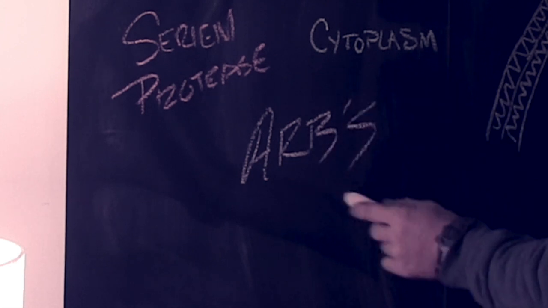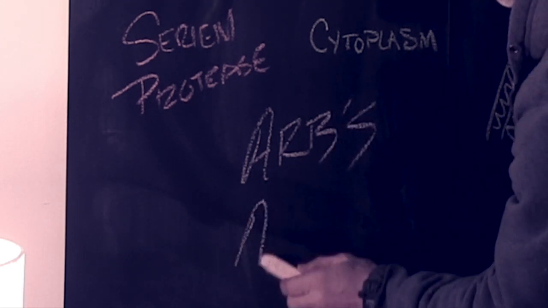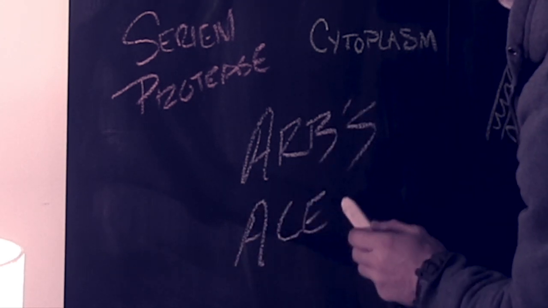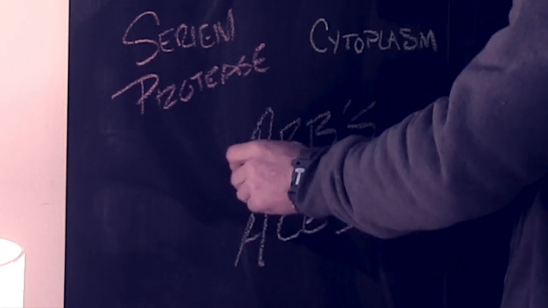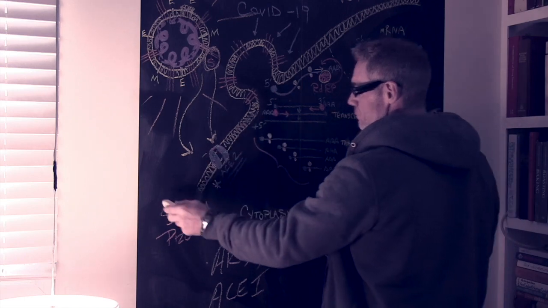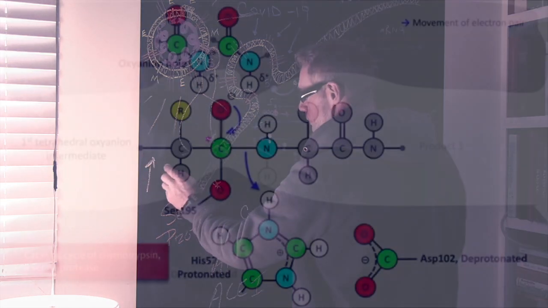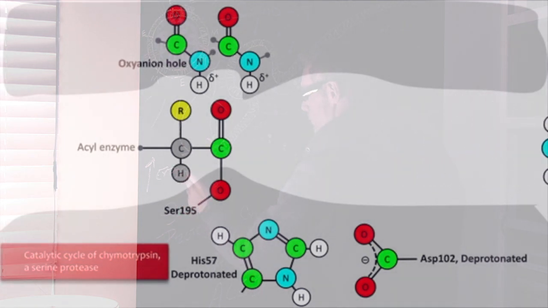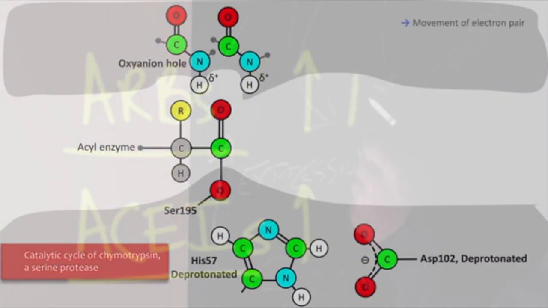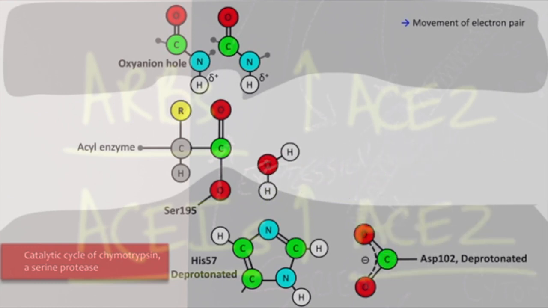Well, there is some animal data that angiotensin receptor blockers, which is a very common type of high blood pressure medication, and ACE inhibitors, which is another common type of blood pressure medication, can increase the concentration of these ACE2 receptors on the surface of the cell.